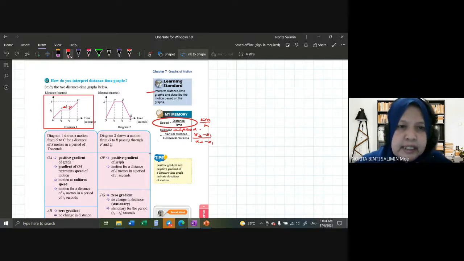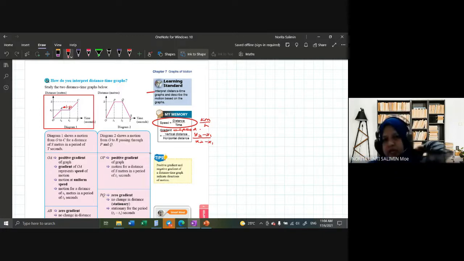Okay, look at the second graph. What happened from O to P? Diagram 2 shows a motion from O to R, passing through P and Q. Positive gradient. This is a positive gradient. That means the distance is increased when T is increased. That means bila makin lama dia makin jauh. From 0 to T1, the distance is increased. OP. So this is a positive gradient.